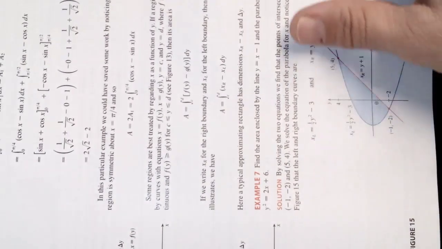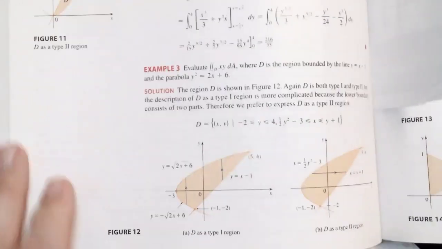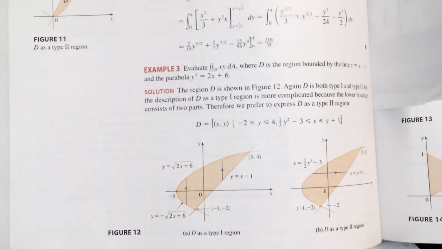So we did this. And as a matter of fact, in this section, they bring exactly that same picture back. There's the same thing on page 1004. The exact same region done as type 1, you've got to do two separate parts. Done as type 2, you only have to do one part. So it's much easier to do this as a type 2 region than a type 1 region this time.